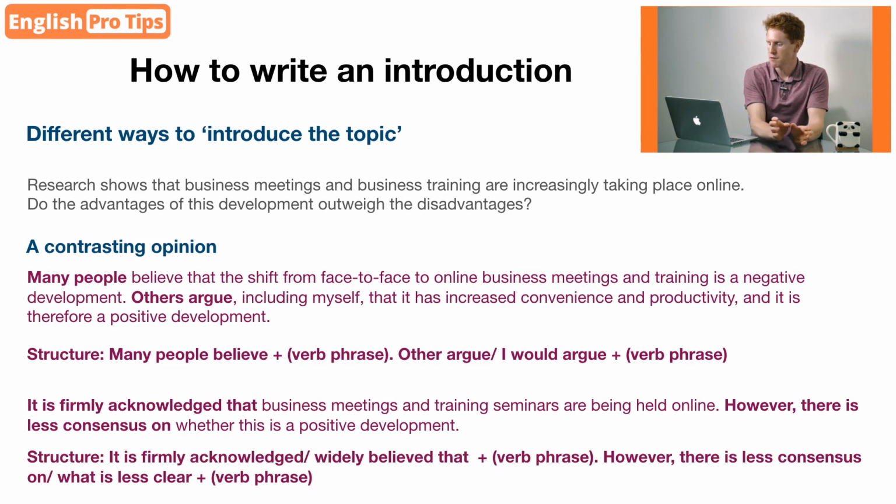We have, it is firmly acknowledged, or we could say it is widely believed that, and then a verb phrase, and then however, there is less consensus on, or however, what is less clear, and then a verb phrase. So you should experiment with these different structures in your Task 2 essays and find out which ones you like and which ones you can use when it comes to your IELTS exam.